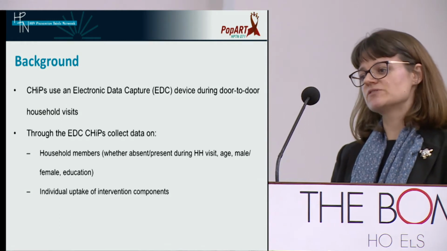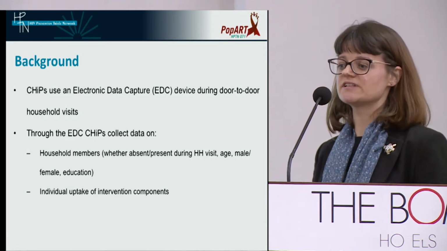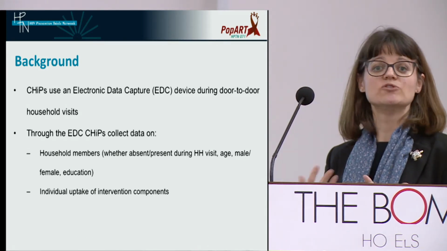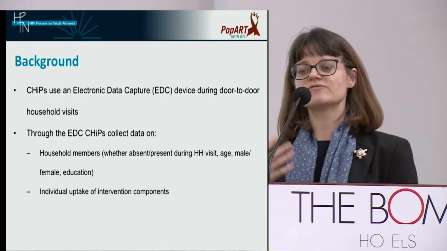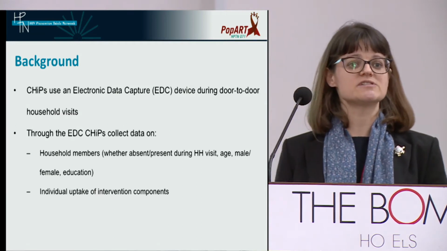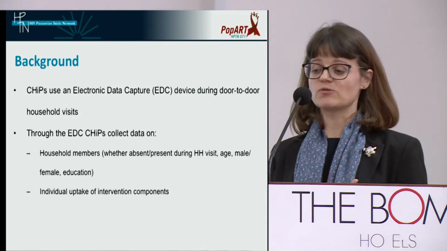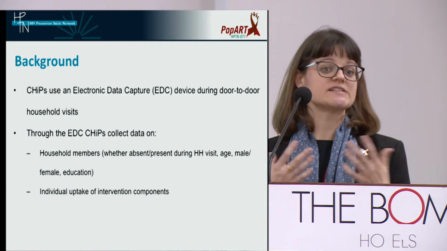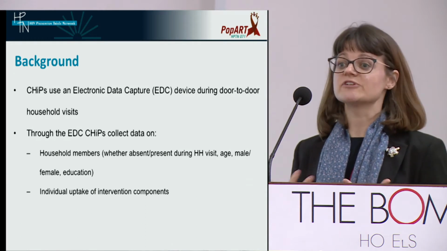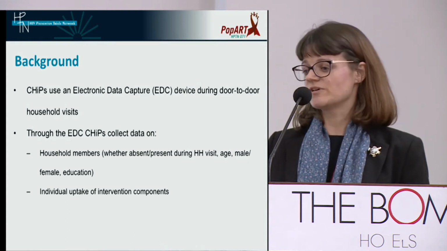And so as the CHIPs go door to door, they have what I'm going to be referring to as an EDC. So this is an electronic data capture device, and they use this as they're going to each household. And as I alluded to, what they do is they enumerate the household. So this EDC has information on the household members in each household in the community, whether that person was absent or present during the CHIPs visit, the age of that individual, whether they're male or female, and so on. And for individuals that the CHIP actually sees, there's also information about what interventions that individual accepted. So for example, if they chose to take an HIV test, that's logged in the EDC, and also the result of that test, and so on.